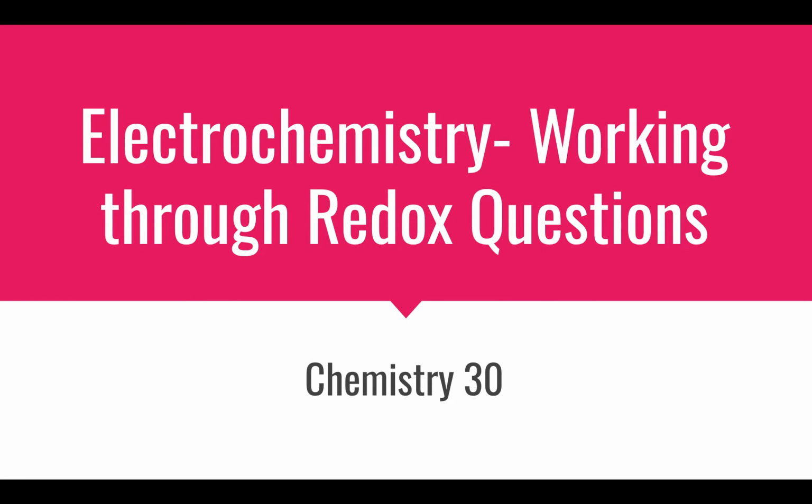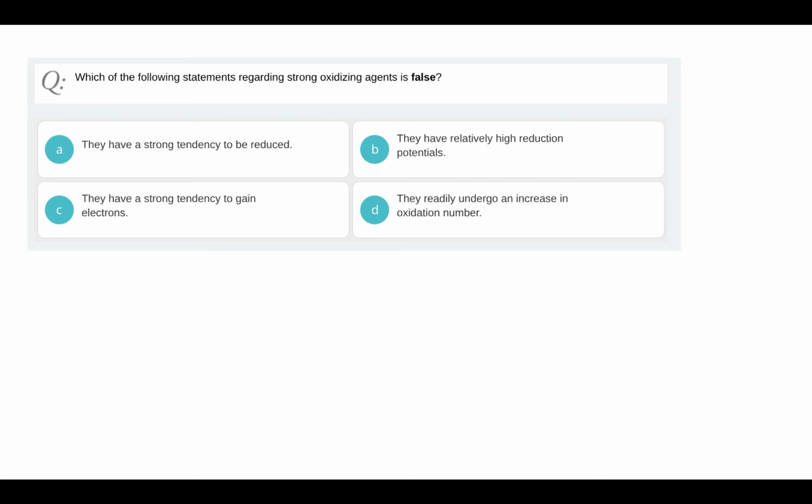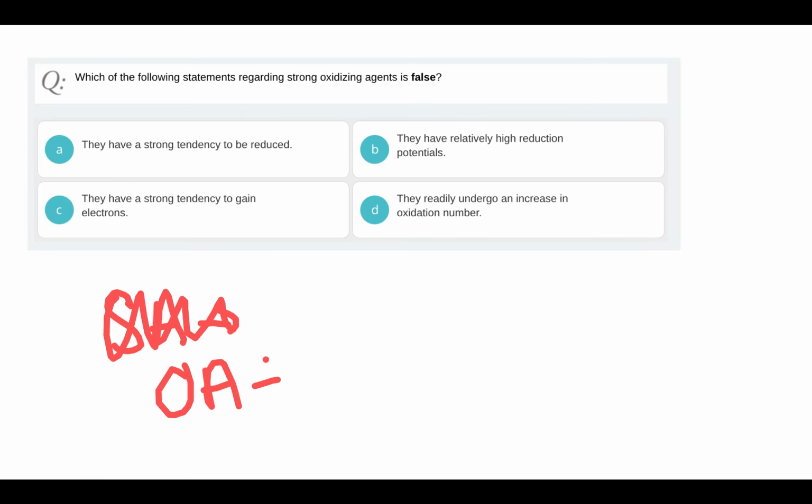Okay, so here's a practice test that goes through some redox questions that I think are a good review of lots of theory. So this first one is asking about strong oxidizing agents and which statement would be false. So just going over, if you're a strong oxidizing agent, you are undergoing reduction, right? So I'm going to write out RIG here, meaning reduction involves a gain of electrons. So let's go through that.